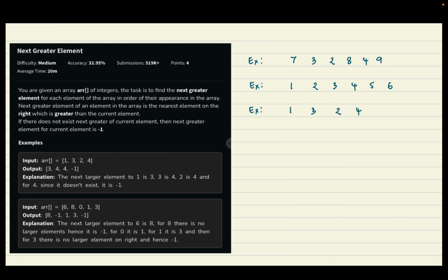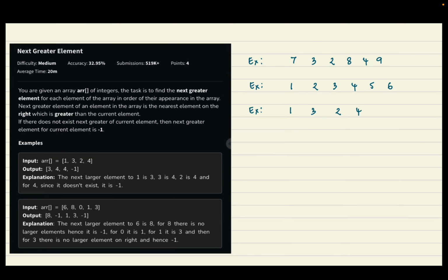So if you see, while I was explaining, I have basically traversed from left to right. The question states the next greatest element on the right. If you traverse from left to right, you don't know what numbers are coming on its right side. So intuitively it's better to traverse from right to left.